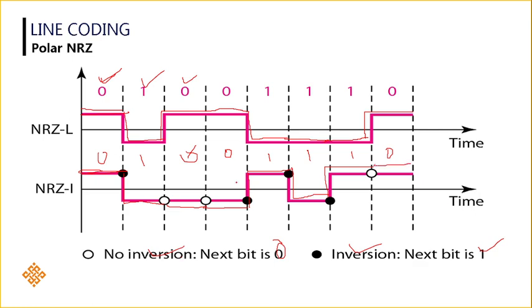So in this way, polar non-return to zero inverted depends upon the next bit. If the next bit is 1, you just invert the cycle. If the next bit is 0, don't invert, continue with the same cycle. But the first bit may be any cycle. It may be a positive cycle or it may be a negative cycle. Okay, hope you understood.